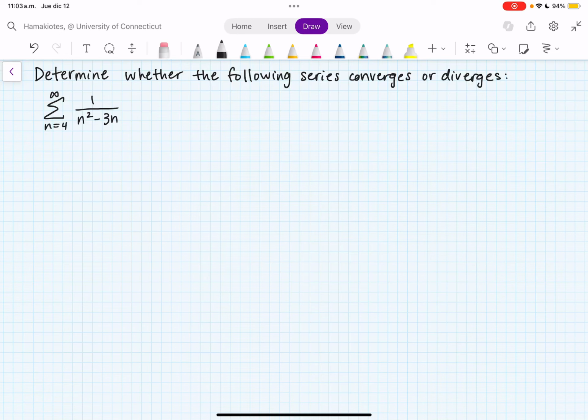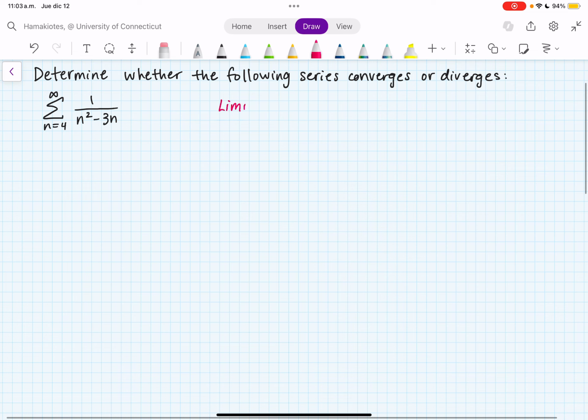In this video, we are going to determine whether the following series converges or diverges. So here we have the sum from n equals 4 to infinity of 1 over n squared minus 3n. So this kind of looks like 1 over n squared, which we know what happens to that series. So maybe we want to use a limit comparison test.